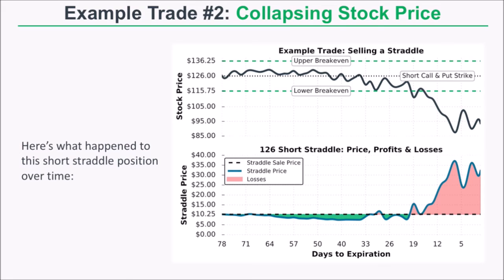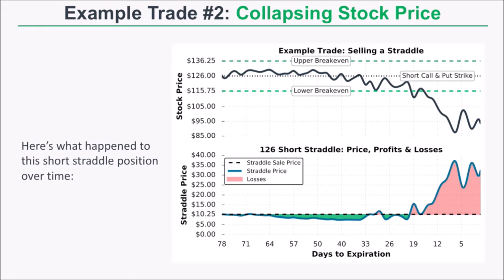Now, unfortunately, the stock price started to sell off, and as we can see here, the stock price dropped off to a price of about $85 at the lowest point. Now, while that stock price was decreasing, the straddle's price exploded. So we sold the straddle for $10.25, and at the highest point, the straddle's price was just over $35. So that represents a loss of around $2,500 per short straddle.